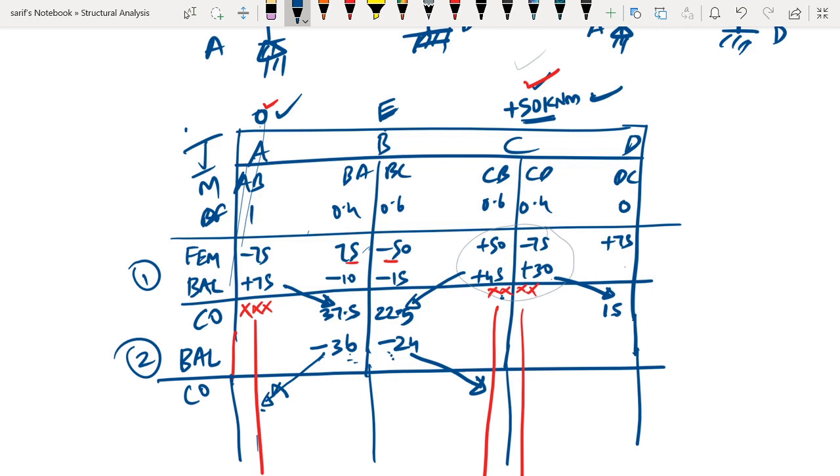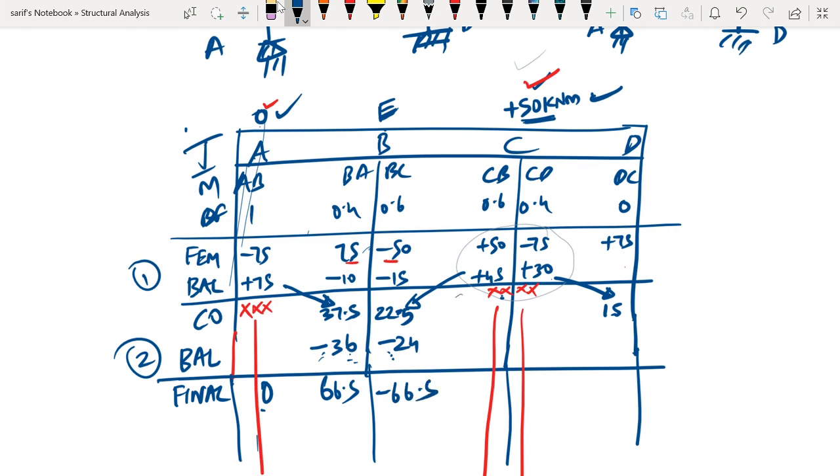So now what we have to do is, instead of going for the carryover, we have to stop our analysis and let us try to find the final moments. Okay, so if we try to find the final moments, the final moment here is 0. If we try to add this, we have 75 minus 10 plus 37.5 minus 36. So we have 66.5 coming here. The moment on the other side has to be minus 66.5. So this value is minus 66.5.